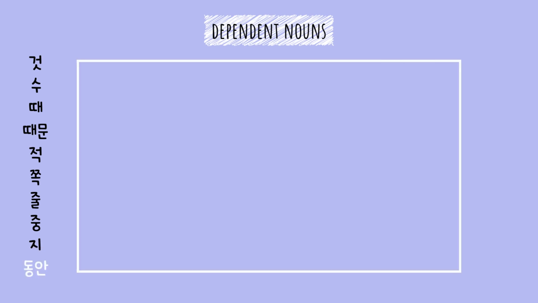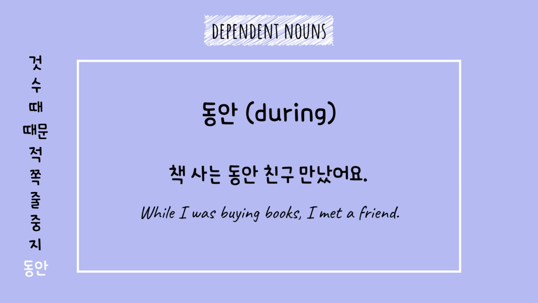And finally, our last dependent noun is dongan. It means during, and it can be used with a verb or with a noun. In our example, Ček sa는 동안 친구 만났어요. While I was buying books, I met a friend. It is used with the verb.